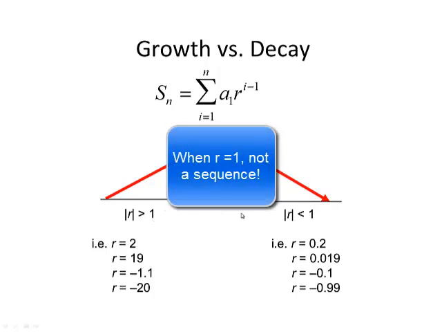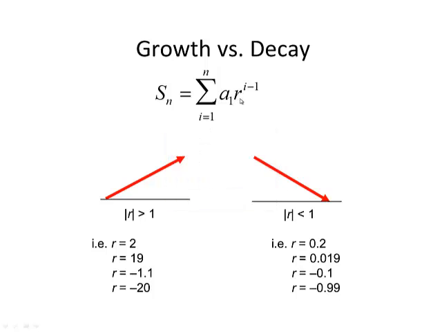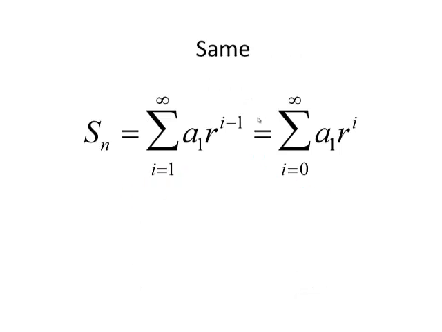You notice we didn't put the case where r is equal to 1. Well, r equal to 1 will not grow. It'll just remain the same all the time. That's not a geometric series at all because it's not growing. Multiplying by 1 doesn't change the number.